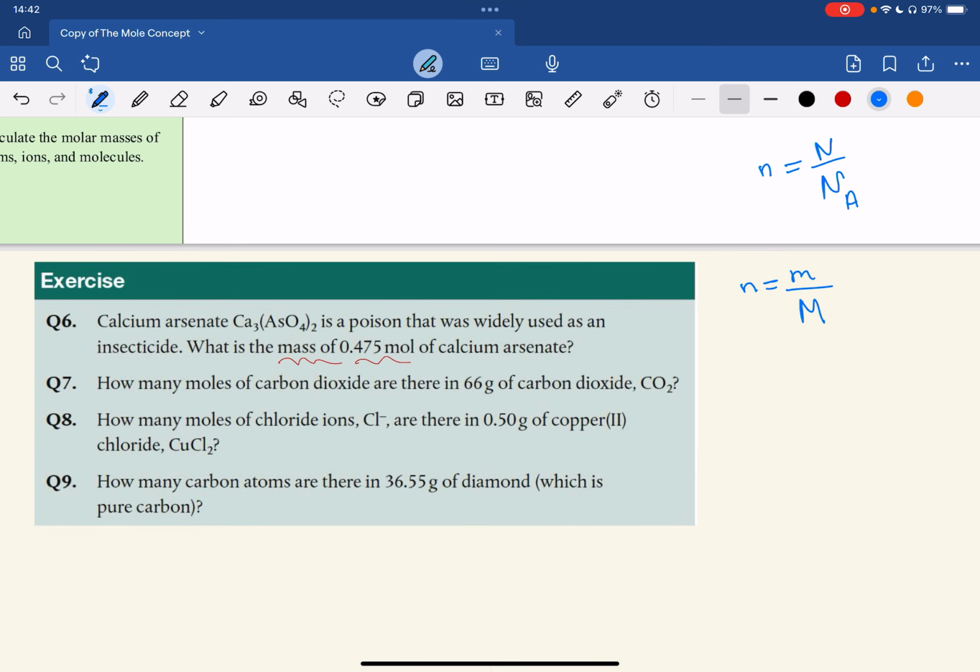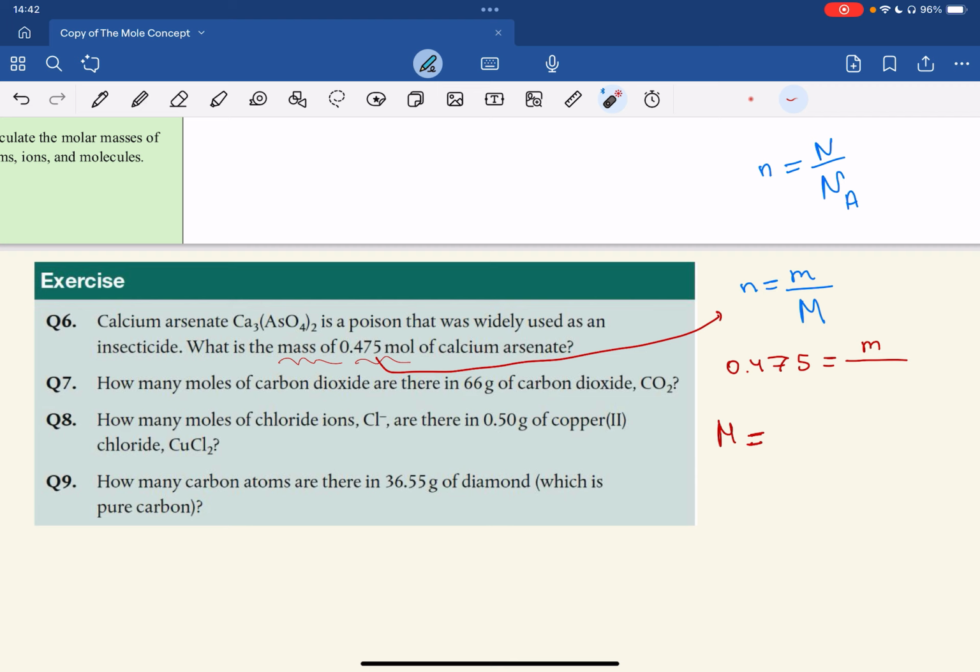So, what does this small n represent? Remember, small n represents the amount, mole. So can we write 0.475 is equal to, it asks for the mass. So this is the mass that we need to find. And capital M represents the molar mass. So in order to find the molar mass, we have to use the periodic table.